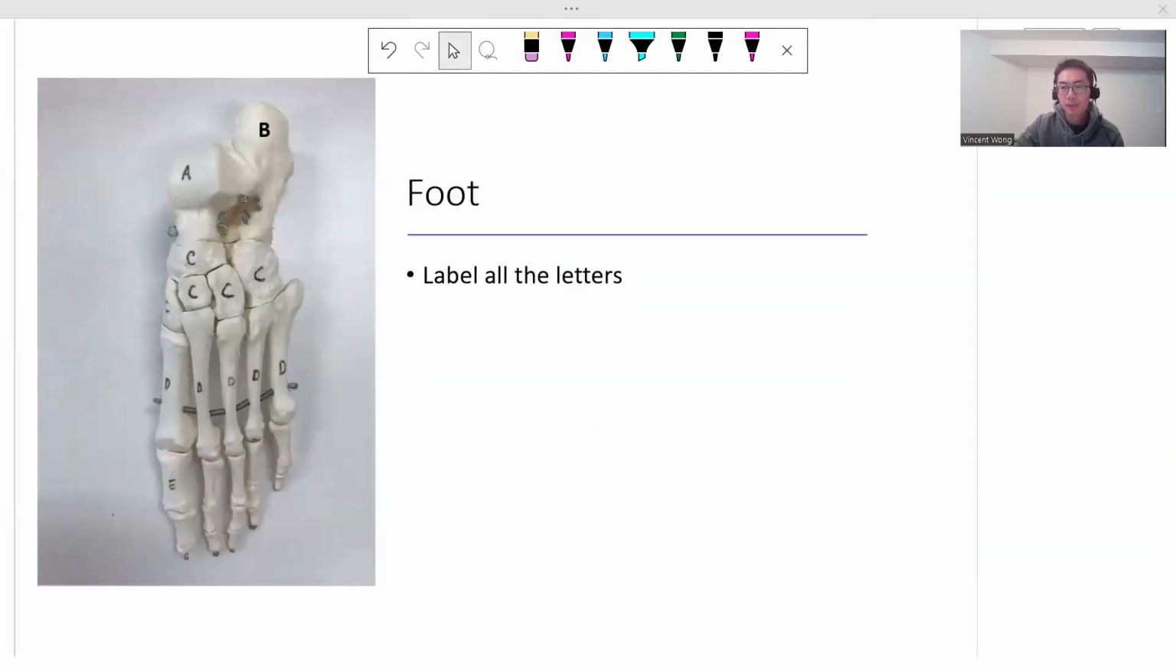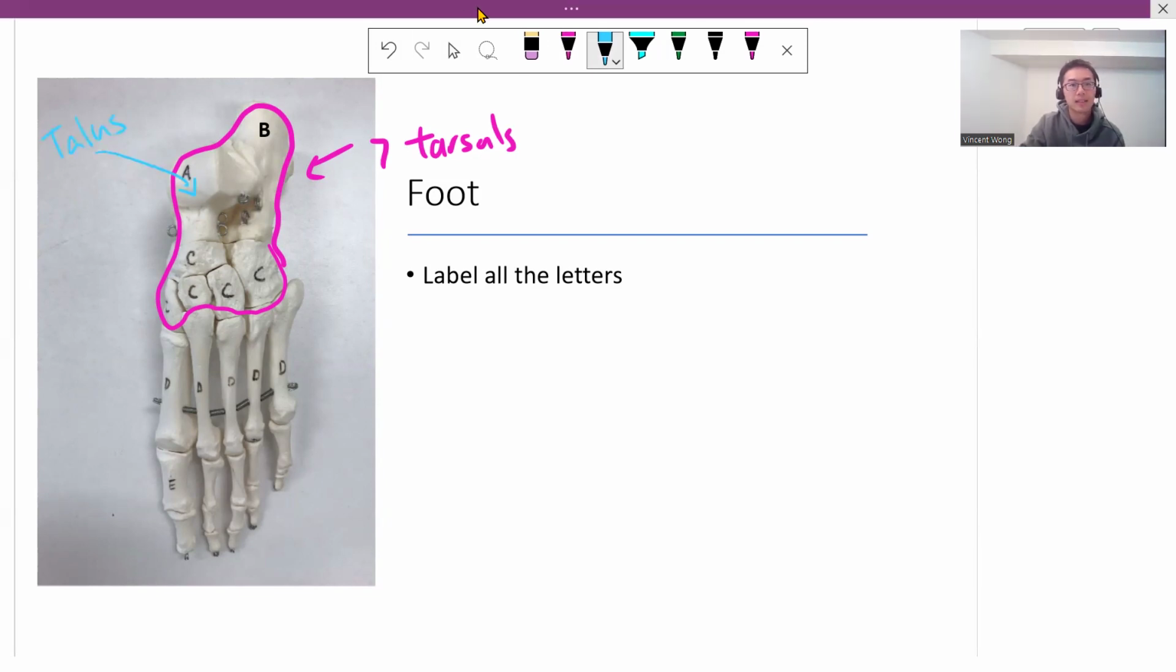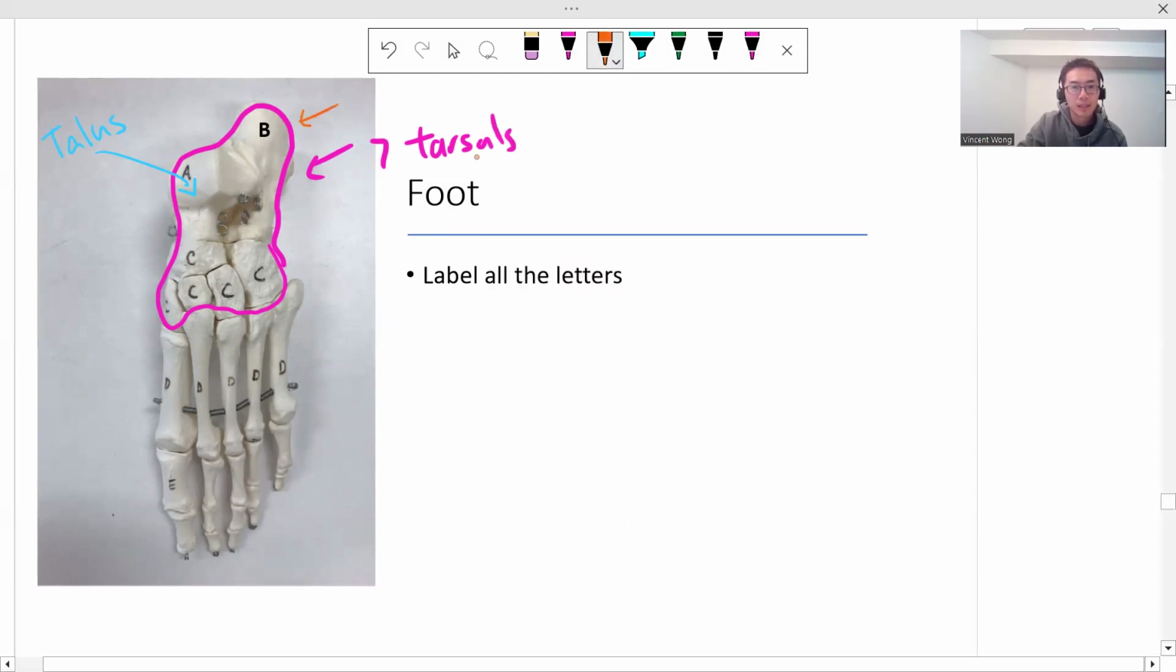Okay, moving down to the foot. We have all these bones here, 7 of them. 1, 2, 3, 4, 5, 6, 7. 7 tarsals, and they all have their own names, but I only wanted you to remember 2 of them. The talus, like the phone company, but with an A. And the heel that we walk on, that's the calcaneus. Calcaneus.